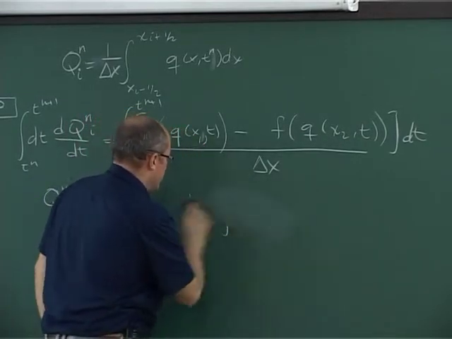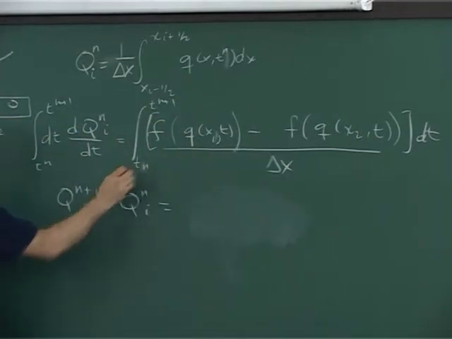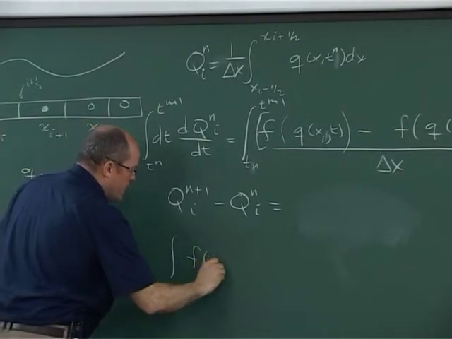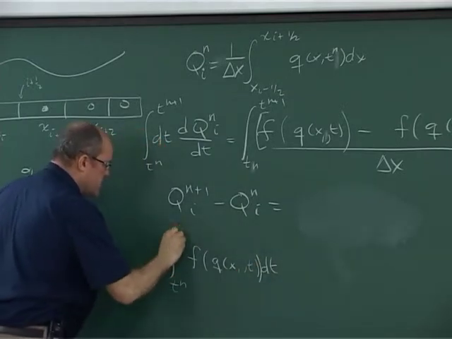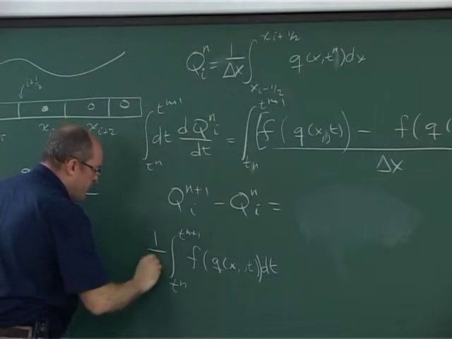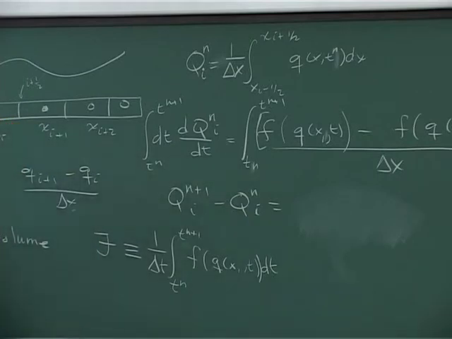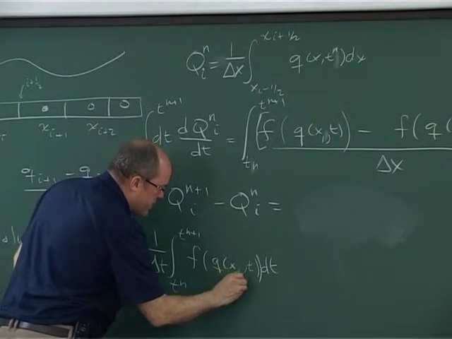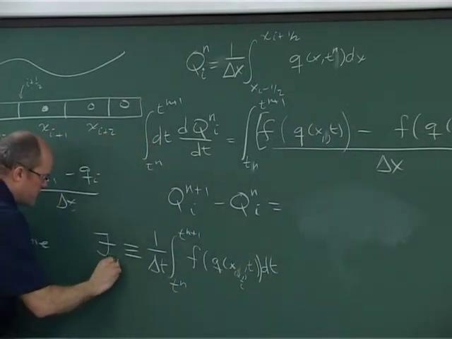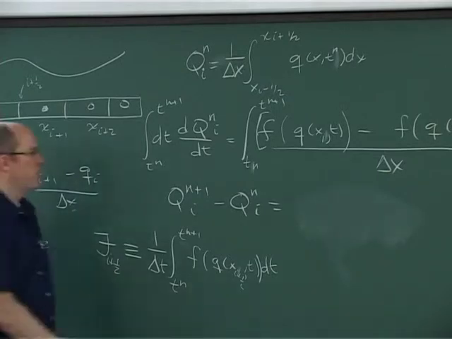Let me not write all of them down. Let me just go ahead and define what I'm going to do here. I'm going to take this integral of f of q at x1 t dt from Tn to Tn plus 1, divide by a delta t, and define this to be a numerical flux function. If this is evaluated at x_{i+1/2}, I'll call that the numerical flux at x_{i+1/2}. So I'm taking that integral and writing it as a new function, capital F.